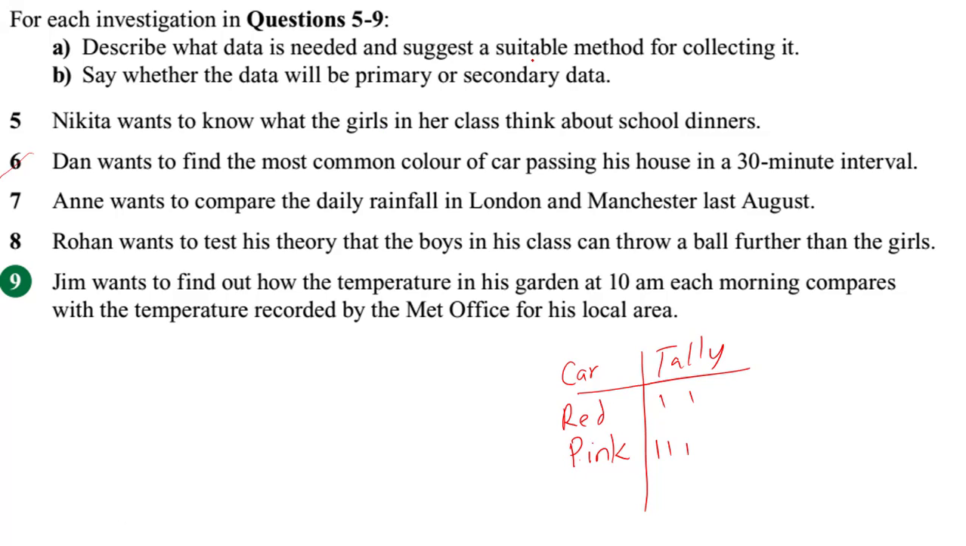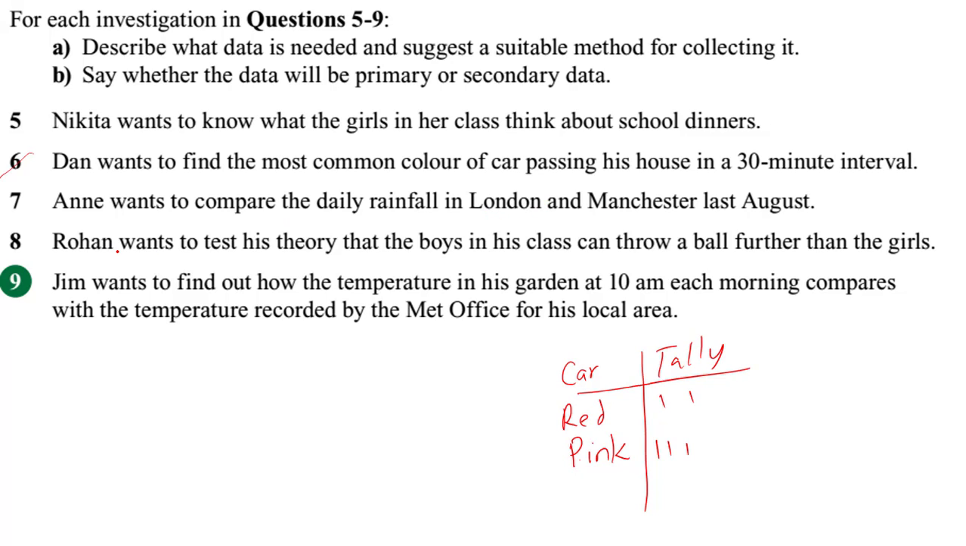Okay. Now, suggest a suitable method for collecting this. Now, this is something Anne can get from the internet, or from the government offices. So that's where you can get this. So that's just going to be that, and that will then be secondary data for her.